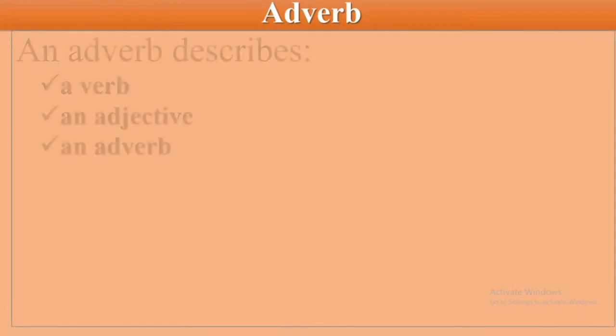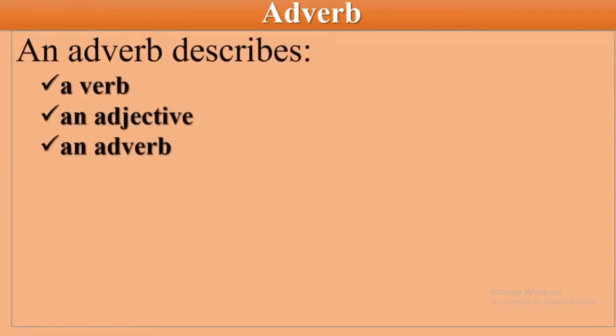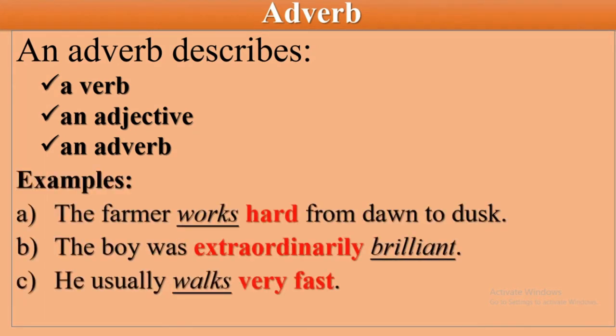Adverb. An adverb describes three types of word. These are a verb, an adverb, and an adjective. That is, an adverb can modify a verb, an adjective, and another adverb. An adverb cannot describe any word other than these three types of words. Now we are going to explain some examples.